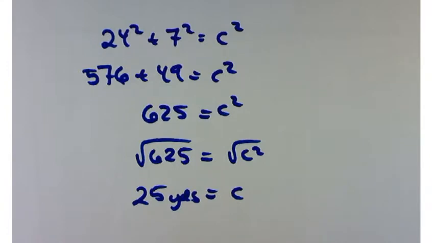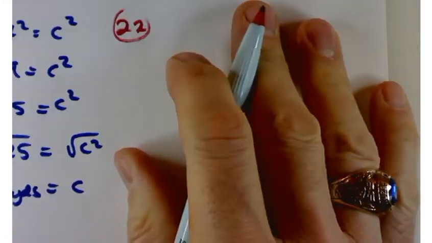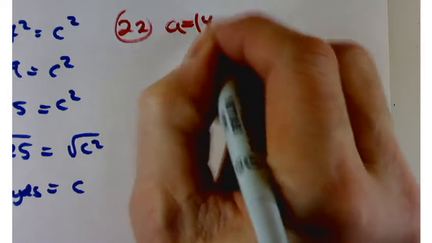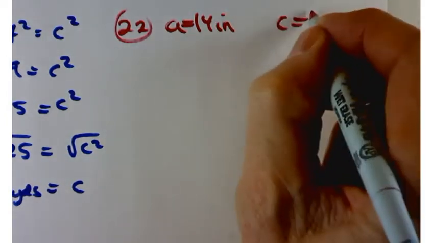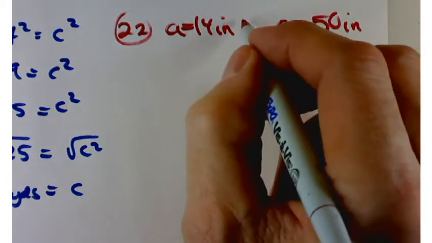Now, you don't always have to solve for C. You can solve for other sides. For instance, problem number 22 looks like this. A equals 14 inches. C equals 50 inches. The question is, what's B?